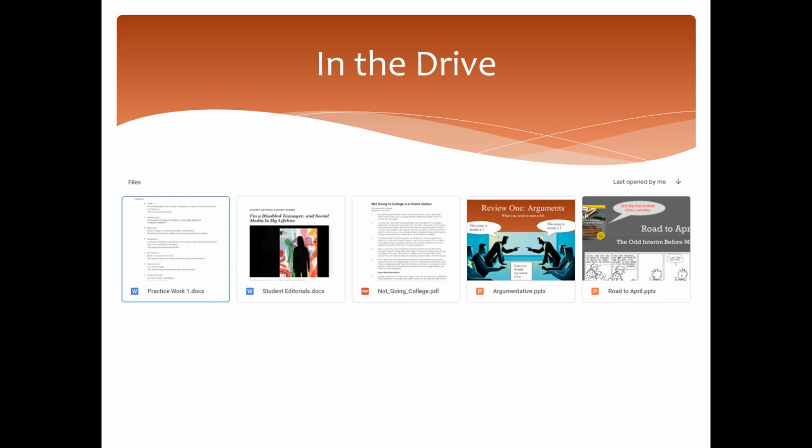It's called Review 1 Arguments. You have a reading called Not Going to College. You have a sheet called Practice Work 1, which is all the work that you would be doing if it was class, for example, and then later editorials to analyze called Student Editorials. So basically, I'll just mention per presentation what materials are put into the drive so you can look at them while you're doing the work there.